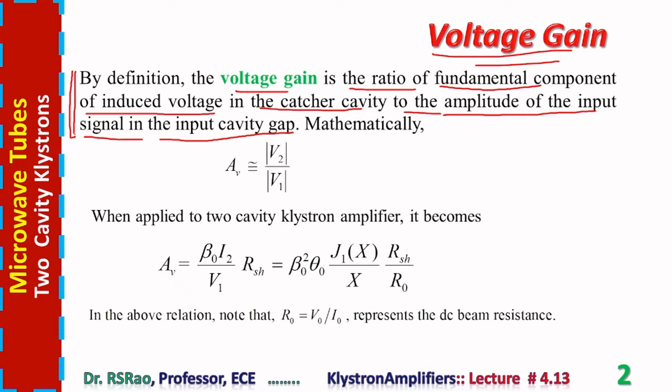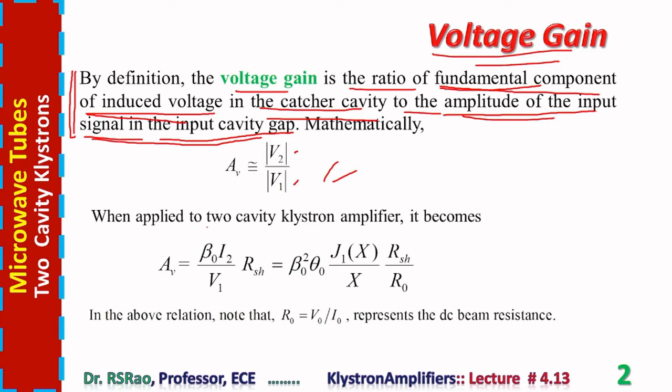In general, gain means output by input. Voltage gain means output voltage by input voltage. That's all. That is the most general one. But here, not all voltage: the fundamental component of induced voltage in the catcher cavity to the amplitude of the input signal in the input cavity gap. Mathematically, AV is V2 by V1, amplitudes.